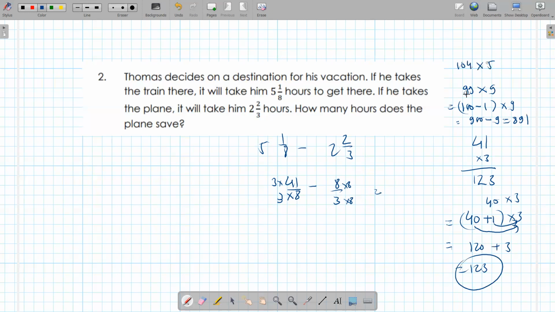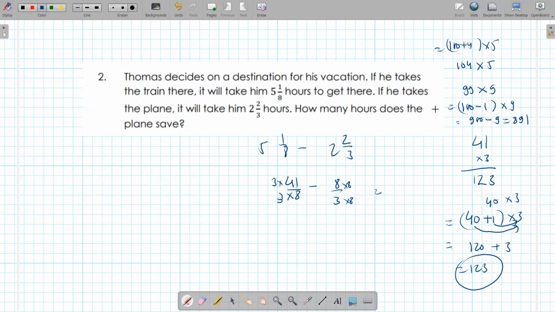There's one for you. 104 times 5. Is it just 100 minus 4 times 5? Well, that would be 96. So it's not 100 minus 4. 100 plus 4, right? Not minus. The 96 would be 100 minus 4, not 104. So 100 plus 4 times 5.